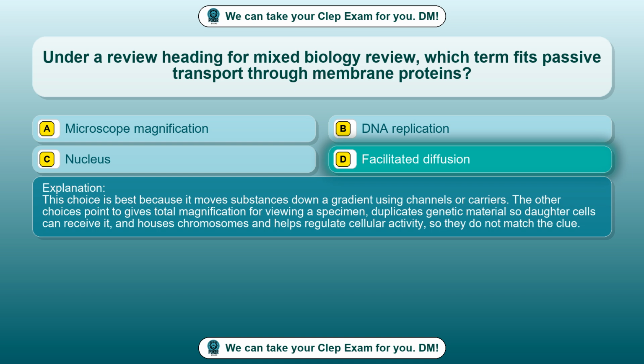This choice is best because it moves substances down a gradient using channels or carriers. The other choices point to gives total magnification for viewing a specimen, duplicates genetic material so daughter cells can receive it, and houses chromosomes and helps regulate cellular activity, so they do not match the clue.